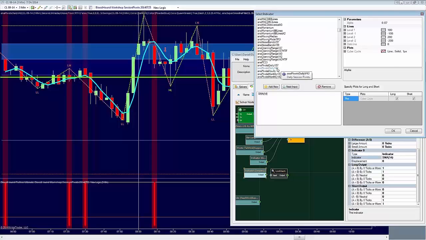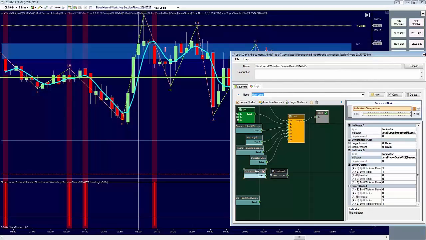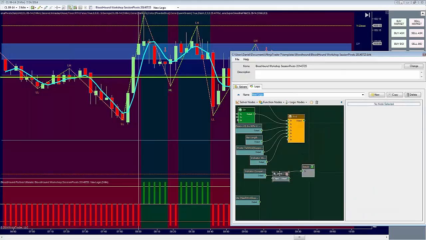So now let's add the pivot points. Intraday close, RTH session, and the pivot point. So the super smoother filter above or below the pivot point. Let me connect that and show you. So we're showing whether or not this cyan line is above the pivot point or below it.